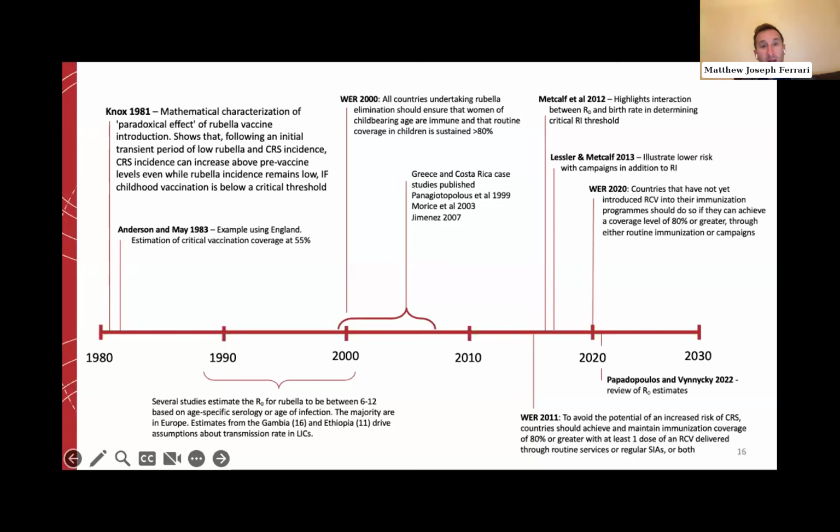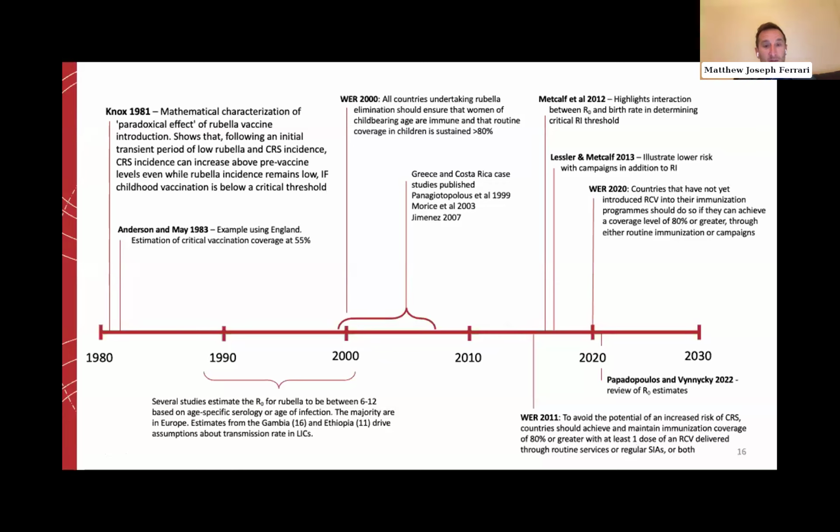The WHO criteria were reevaluated and re-updated in 2020. And then some subsequent analysis by Amelia Vinicki, who contributed to this work, updated a lot of our epidemiological understanding about the transmission rates for rubella globally, now including many, many more countries, including a lot more countries from the African region. Thankfully, we can add a new time point to this time series. This was the time series of policy and understanding that we presented in late 2024.